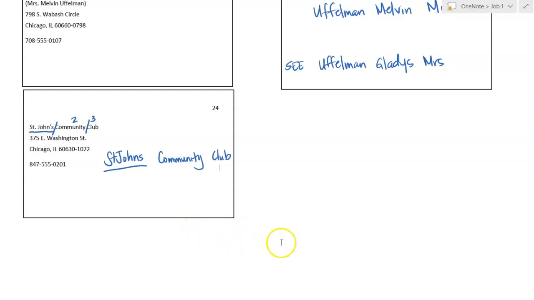Okay, and so this again was just cards 19 through 24. You should be able to complete the rest of the cards on your own. I am giving more hints in the job 2 information activity so that you know which cards to create cross-references for.